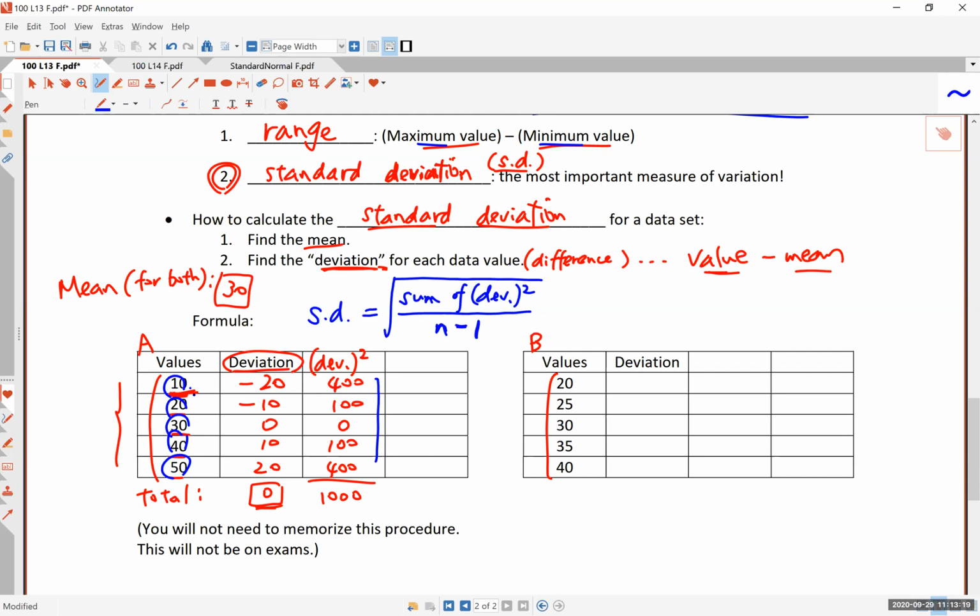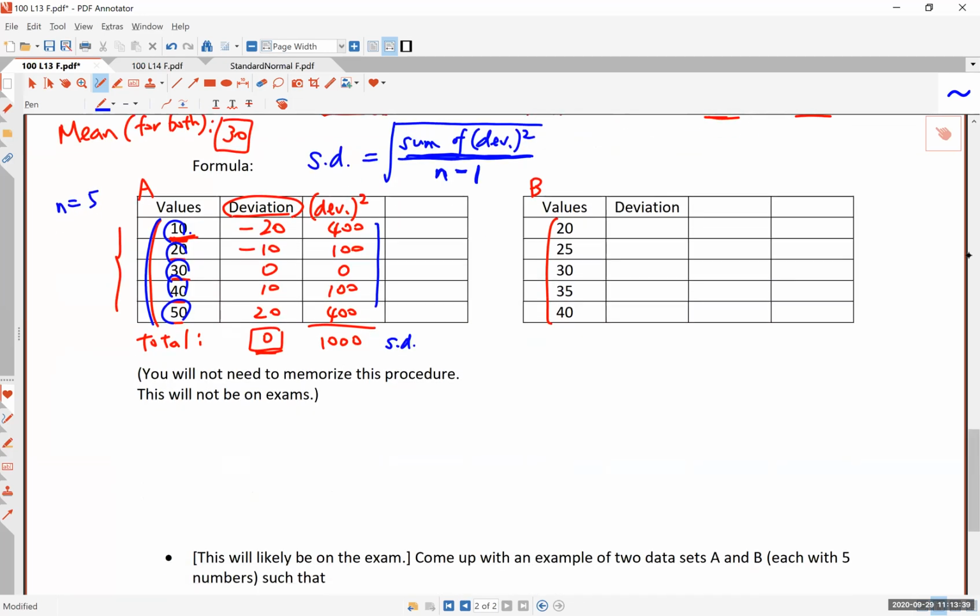All right, so for this, I just found it's 1,000, right? So the top of this fraction inside the square root is 1,000. And in this case, n is 5. We have 5 numbers, right? So in this case, the standard deviation for data set A is the square root of 1,000 divided by 4, and it is the square root of 250.